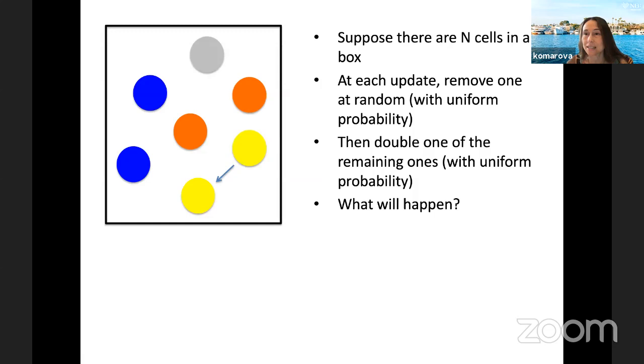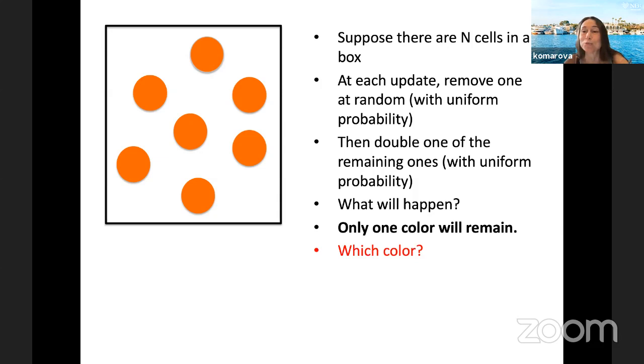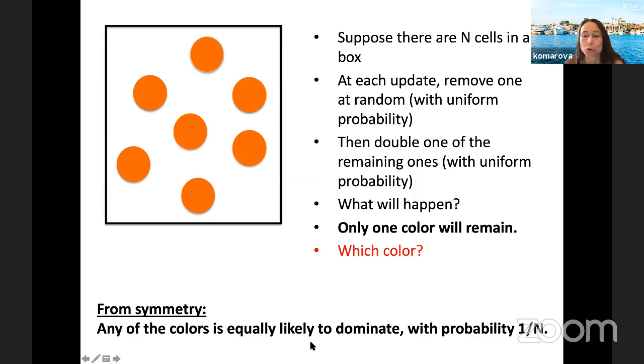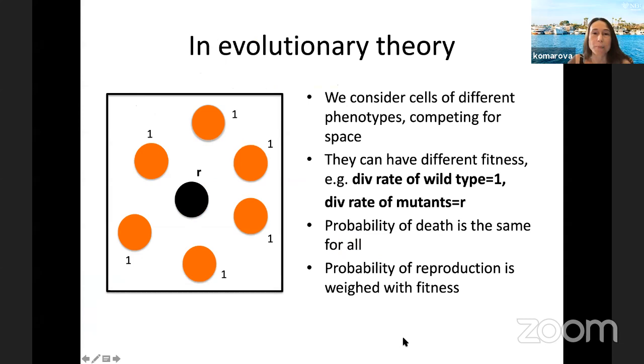Okay, since I can't hear your answer, I assume that you all guessed correctly. All the cells will turn the same color eventually, right? Which color? Of course, this is random, right? It could be any color. From symmetry, all colors are equally likely to dominate with probability 1/N, right? So this is an important process in evolutionary theory called fixation, right? If all cells are orange and one is black, what is the probability that eventually everybody will be black or orange, right?